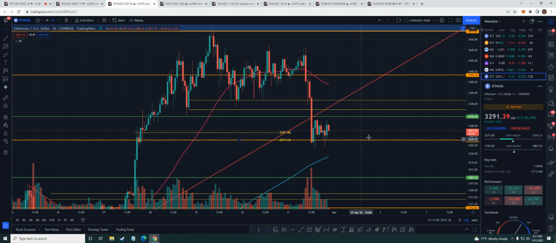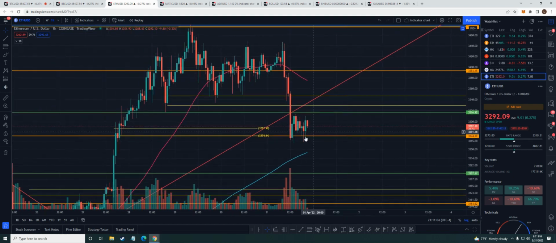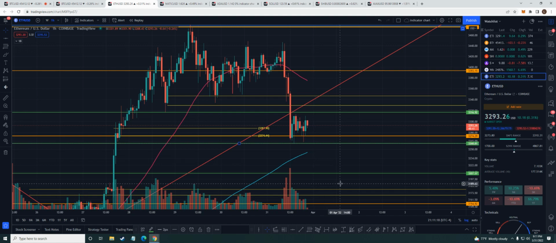Basically, we just have to break back above these levels that we talked about and hold this support. Let's see. We do have that 3260 area. We just don't want to see that break, guys. Plain and simple. Let's see if that holds. If we get a higher time frame close under there, then yeah, we could be looking a little bit lower.